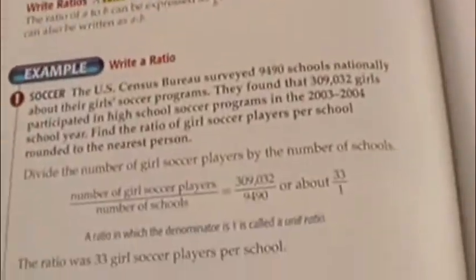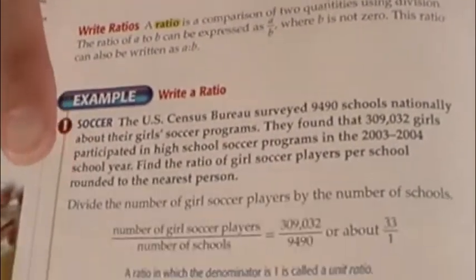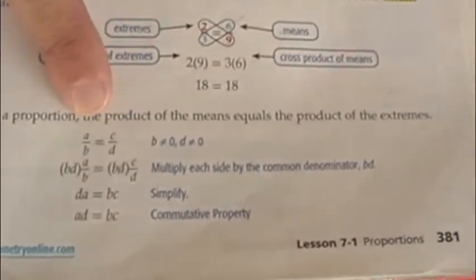Alright, now here are some examples of ratios and proportions in our textbook. A over B is a ratio. Now, when you have 2 ratios put together, you get a proportion like this.